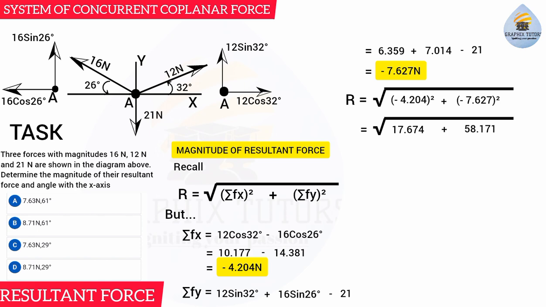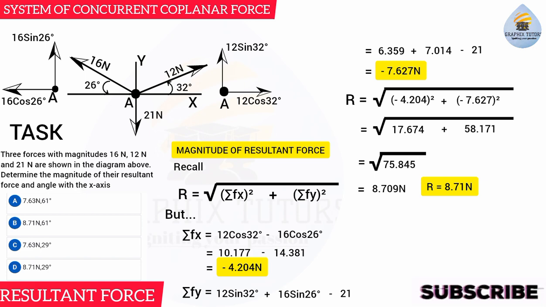The negative will disappear because the power is even. Whenever the power is even, it means that the negative will disappear, because minus times minus is what? Plus. So when you add these two together, 17.674 plus 58.171 will give us the square root of 75.845. And when we look for the square root of 75.845, we'll have 8.709 Newton, approximately 8.71 Newton. That is the magnitude of the resultant force.